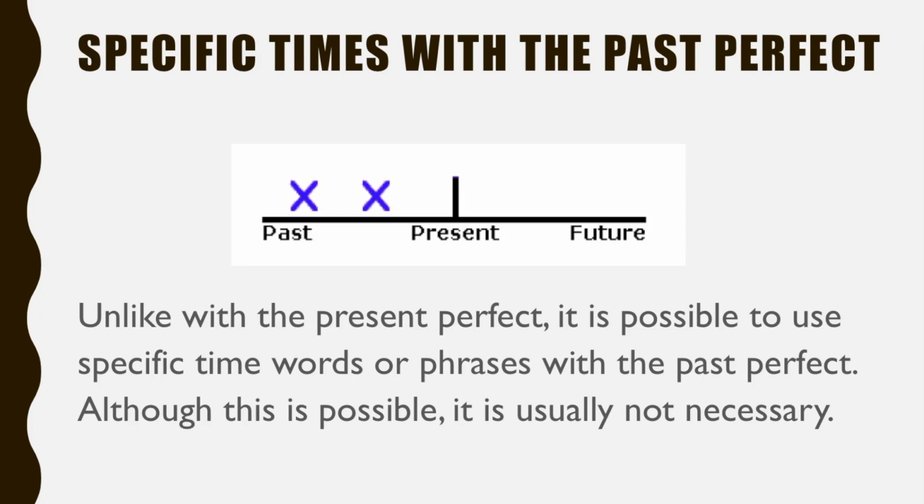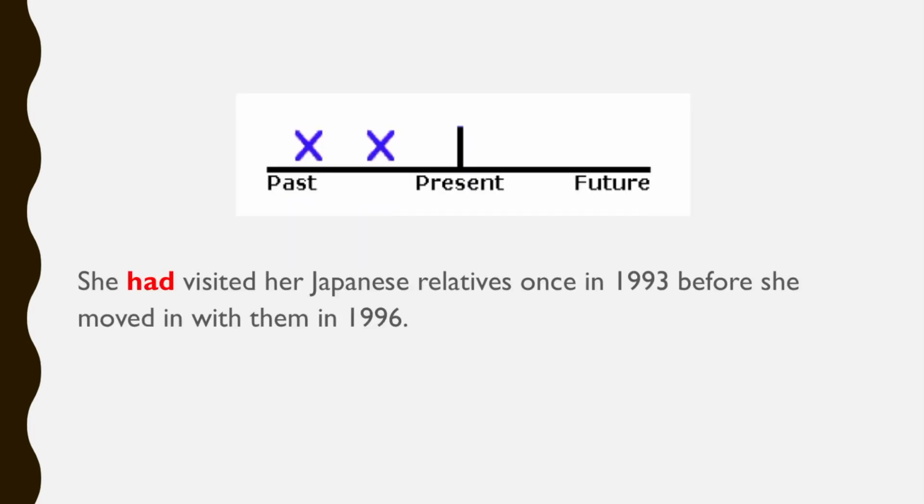Specific times with the past perfect. Unlike with the continuous forms, it is possible to use specific time words or phrases with the past perfect. Although this is possible, it is usually not necessary. For example, she had visited her Japanese relatives once in 1993 before she moved in with them in 1996.